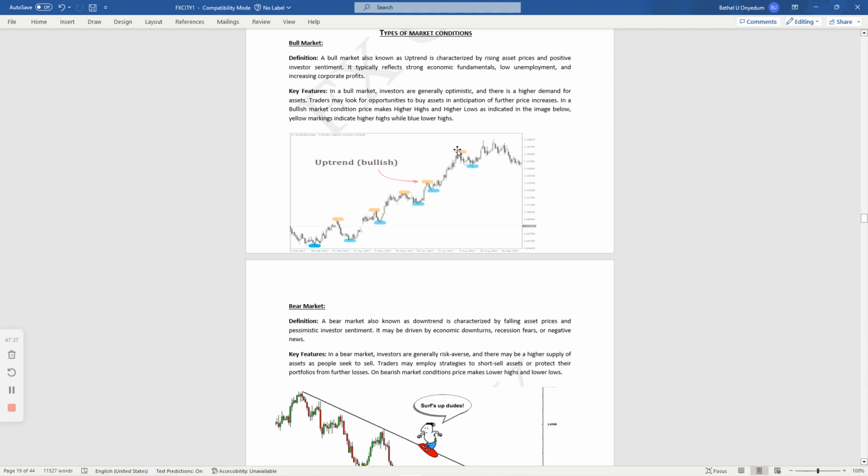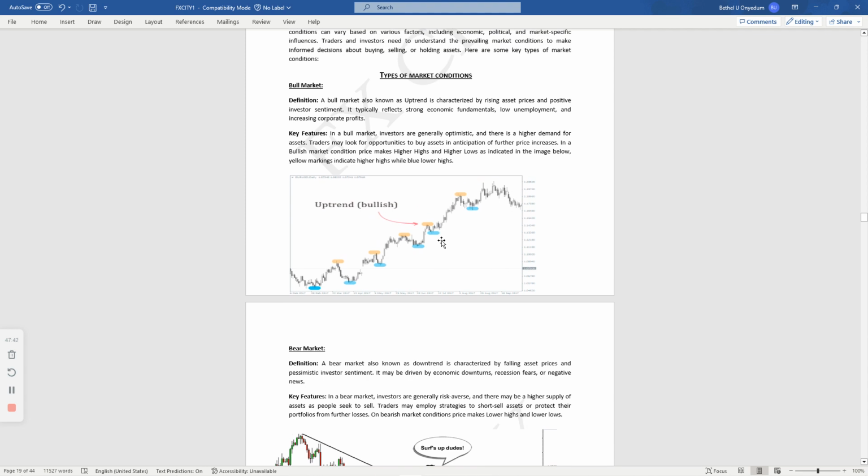So most times you can see it range, and then reverse to the downside. So you see there, during a bullish market, price tends to make higher highs and higher lows. What this means is price will be making a high that is higher than the previous high.